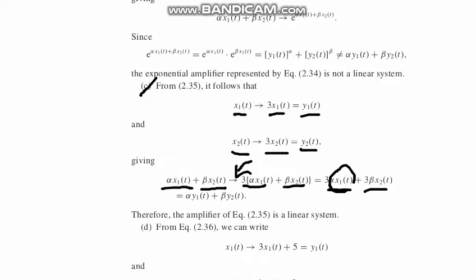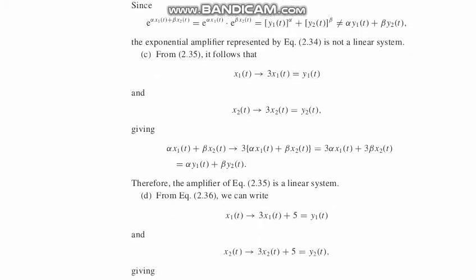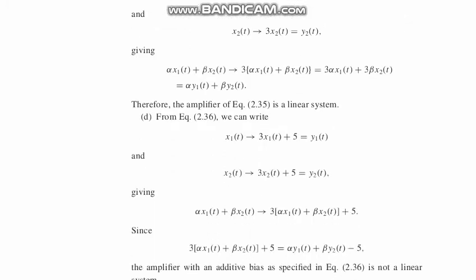3 alpha x1(t) means alpha y1(t), and beta y2(t), so that satisfies the condition that alpha x1(t) plus beta x2(t) gives alpha y1(t) plus beta y2(t). That is a linear system.